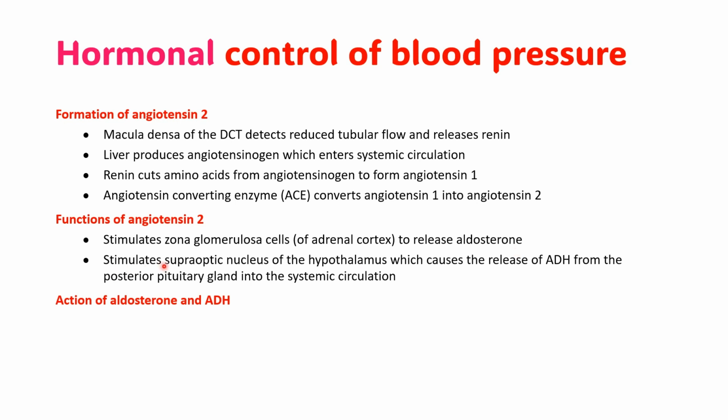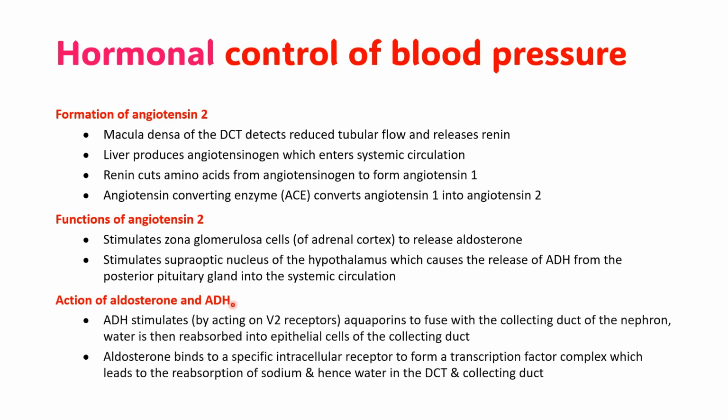It also stimulates the supraoptic nucleus of the hypothalamus, which causes the release of ADH from the posterior pituitary gland into the systemic circulation. Let's talk about the subsequent action of aldosterone and ADH. ADH acts on receptors called V2 receptors, which causes aquaporins, tiny channels, to fuse with the collecting duct of the nephron. Water is then reabsorbed into the epithelial cells of the collecting duct, so you're retaining that fluid.